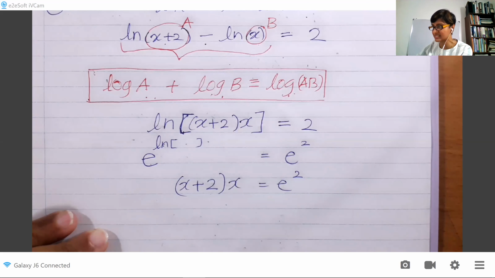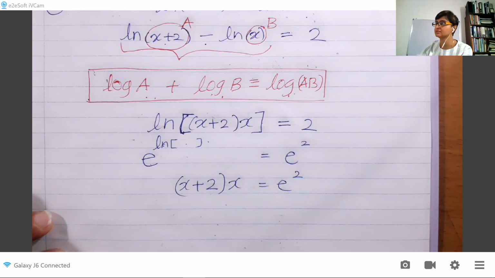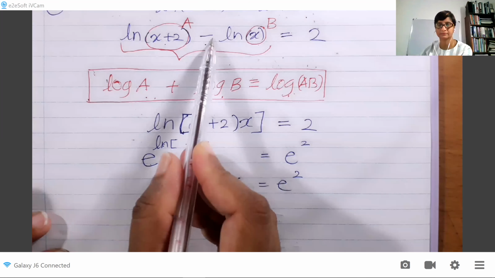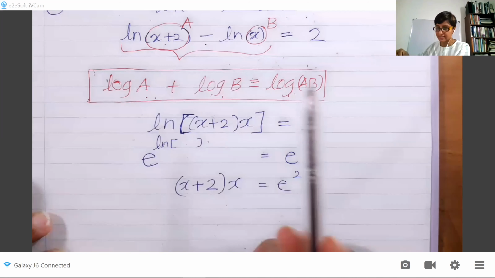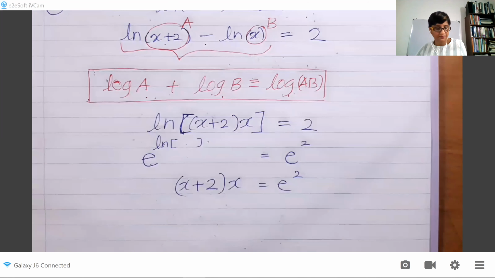Do I have the sum here? I have a difference. Right? Difference, not sum. So the difference rule, this is the sum rule of log. What's the difference rule? Let me try to squeeze that in here, different color, and put another box. Let me put it here.